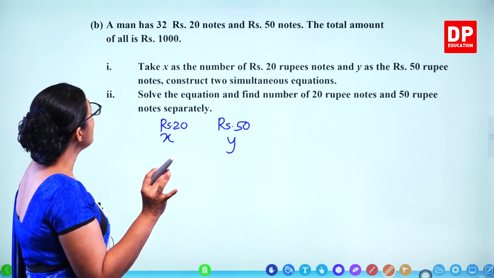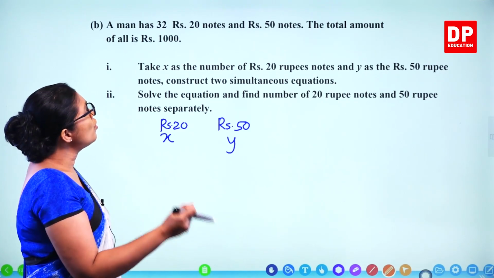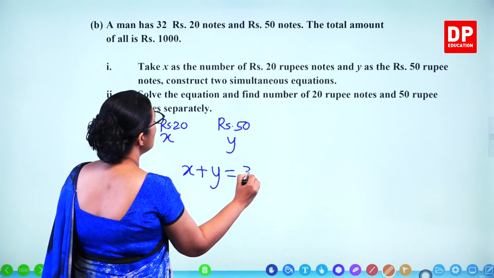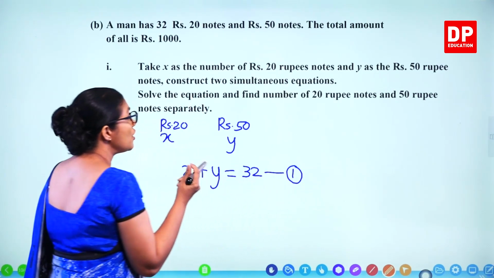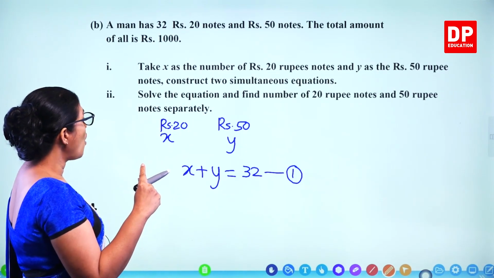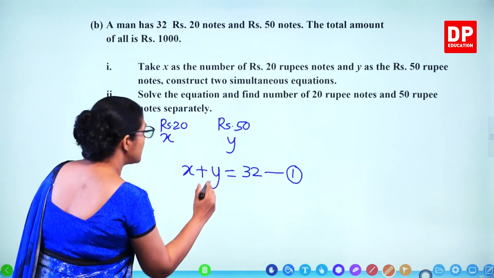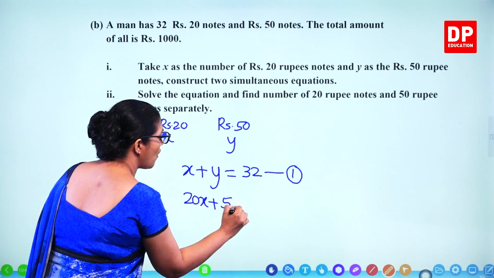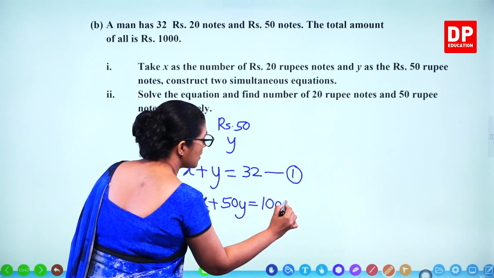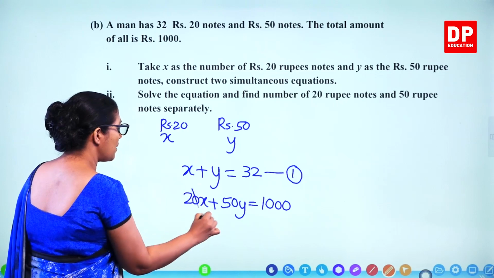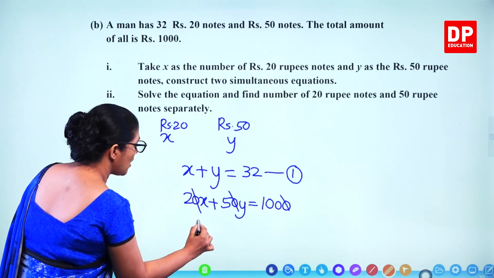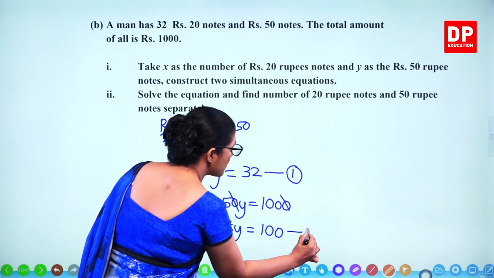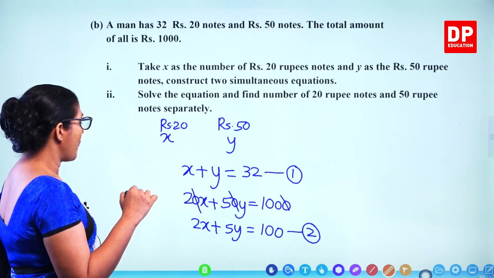So we'll create the two equations. 32 notes are there. That means x plus y is equal to 32. When you take the value, that's 1000. x into 20, 20x. y into 50, 50y. The total is 1000. You can divide by 10 and write down the equation 2x plus 5y equals 100. That's your second equation.